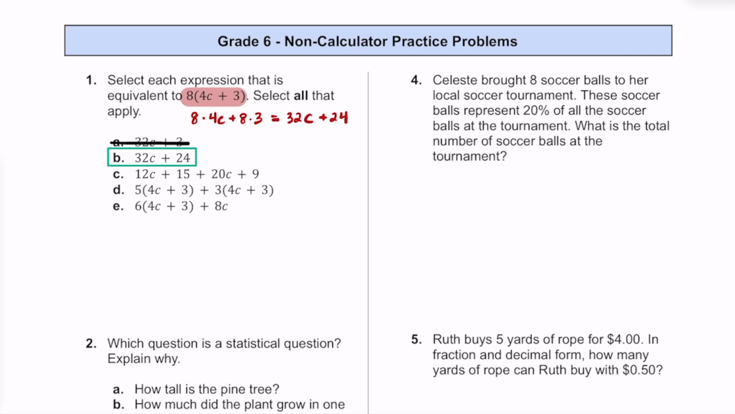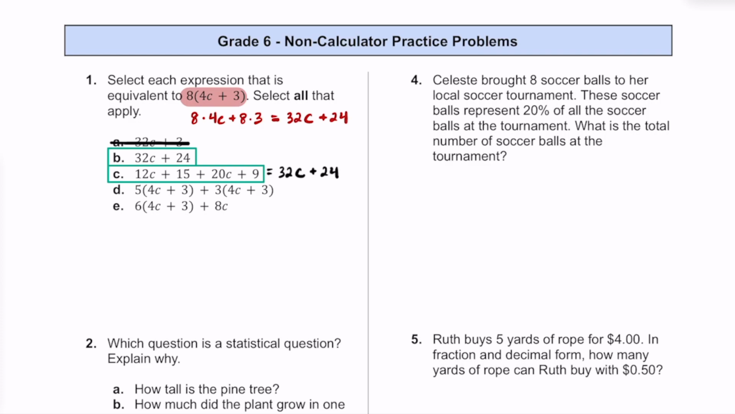For C, let's see if we can clean this up a little bit to see if they match. If we combine the like terms of 12c and 20c, that would end up being 32c. So that part seems good so far. If we take this 15 and this 9 and add those constant terms together, that's going to be 24. So the variable term of 32c matches and the constant term of 24 matches as well. So we know that answer choice C is also going to be an equivalent expression.